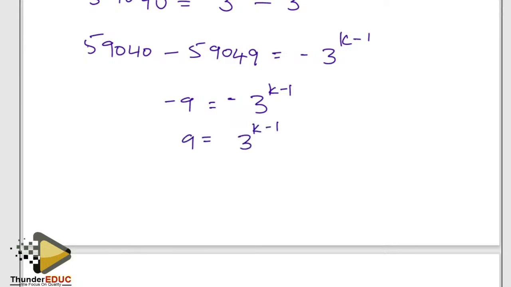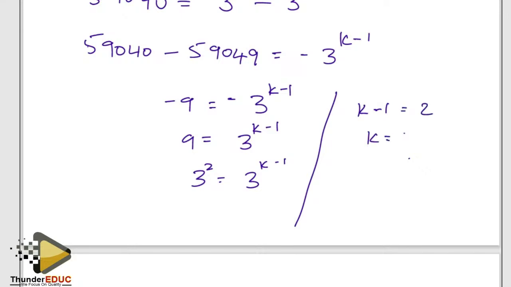You can change the bases, you can use your logs, whichever format you want to use. So 3 squared is equal to 3^(k-1). Bases are the same, focus on the exponents, which means k minus 1 is equal to 2, which means k is 3. Okay, so that's how I would have gone about with that question. Okay, that is 2.2.